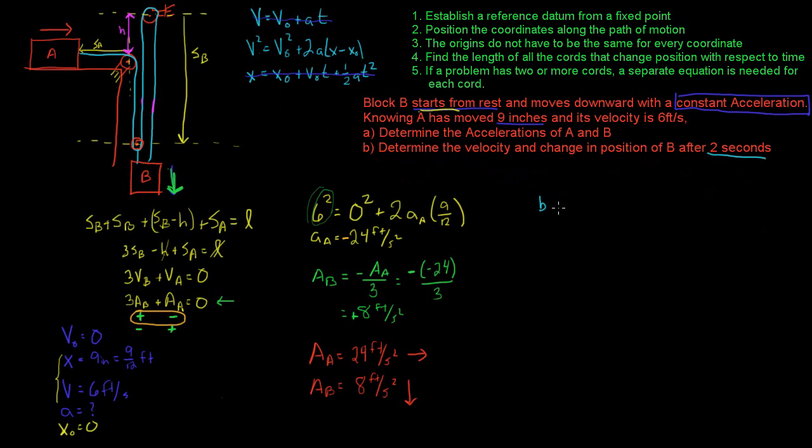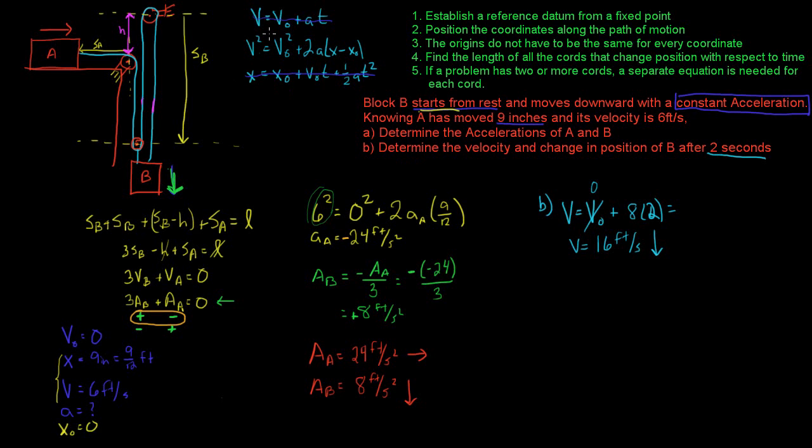And for the velocity, we have the final velocity is equal to the initial velocity, which is 0, plus the acceleration, which is 8, times time, which is 2, and we get the final velocity is 16 feet per second, and it's positive, so this is down.